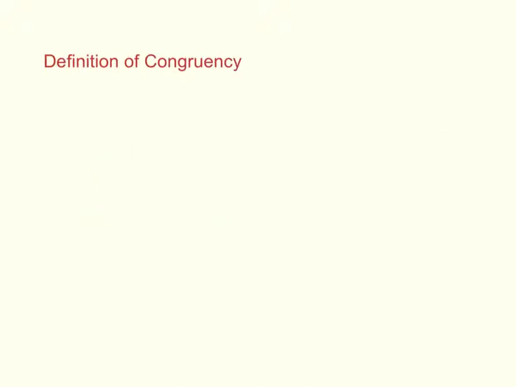Definition of congruency. Technically this is the definition of segment congruency, and we'll learn about angle congruency, but they're basically the same thing. We're saying that if segment XY is congruent to segment AB, then the measure of XY equals the measure of AB.